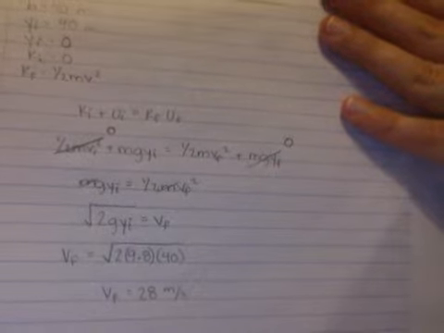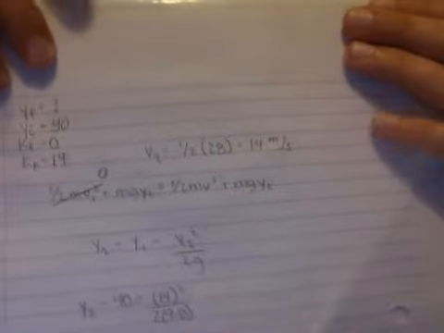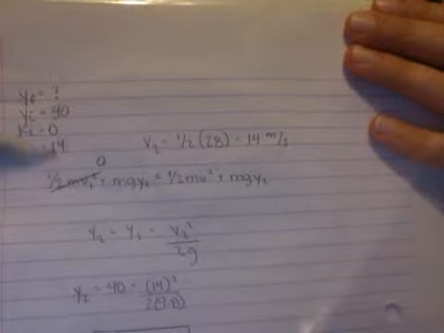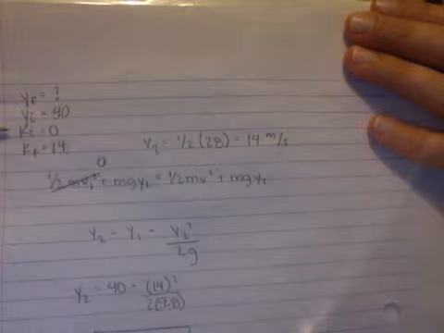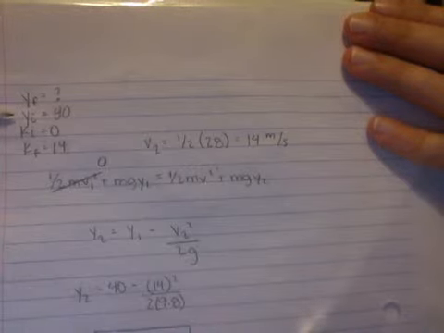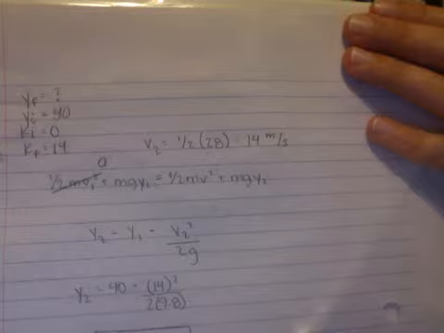The second part of this question is we want to know at what height the car will have half of the speed. So we know that we are looking for a final speed of 14 meters per second, still an initial speed of 0. We're still using the initial height as 40, but we're looking for y final. What height will the car reach 14 meters per second?